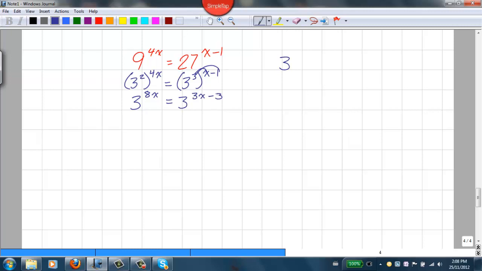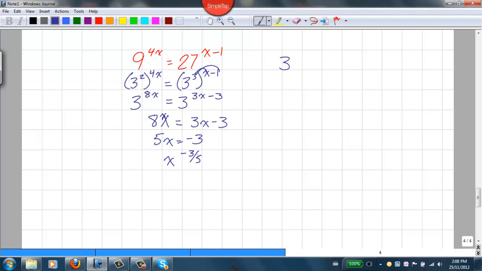Since the bases are the same, we can equate the exponents, and we get 8x is equal to 3x minus 3. And if we subtract 3x from both sides, we get 5x equals negative 3, or x is equal to negative 3/5.